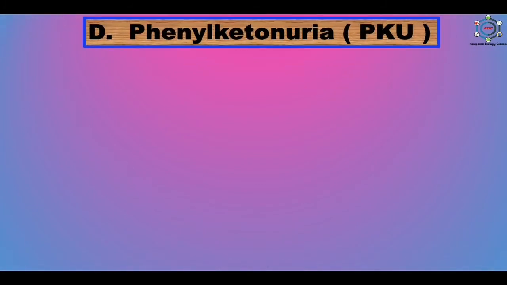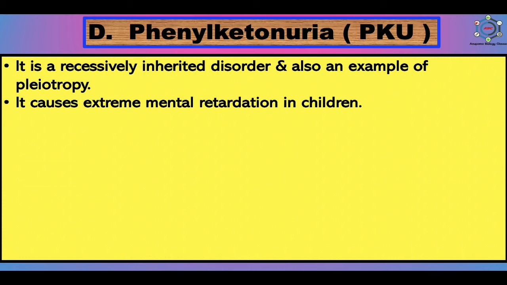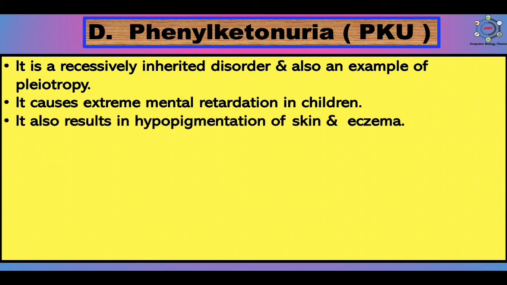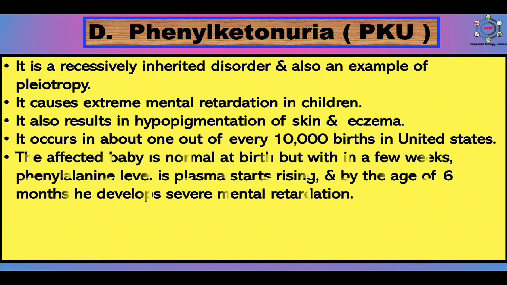Now, fourth is phenylketonuria. In short, you can say PKU. So, what is phenylketonuria? It is a recessively inherited disorder and also an example of pleiotropy. It causes extreme mental retardation in children. It also results in hyperpigmentation of skin and eczema. It occurs in about 1 out of every 10,000 births in United States.